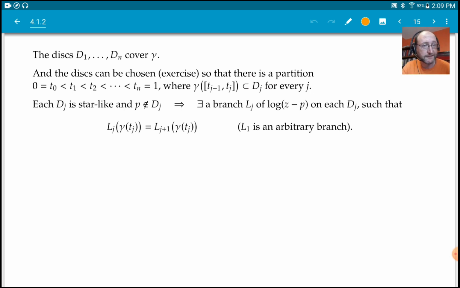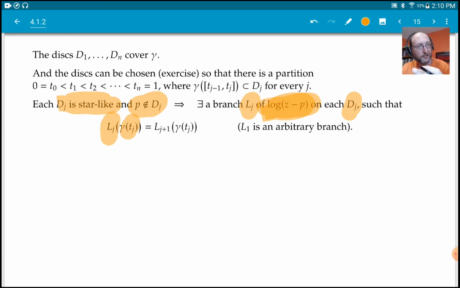Now, in each one of these disks, we choose a branch of the log of z minus p, and we're going to call it L_j if it's on the jth disk. We can do this because p is not in the jth disk and the disk is star-like. So we know that we can choose some branch of the log of z minus p on D_j. Z minus p is never 0 for z in the disk. Furthermore, at t_j, we want the branch of the log on D_j to be the same as the branch of the log on the next disk.